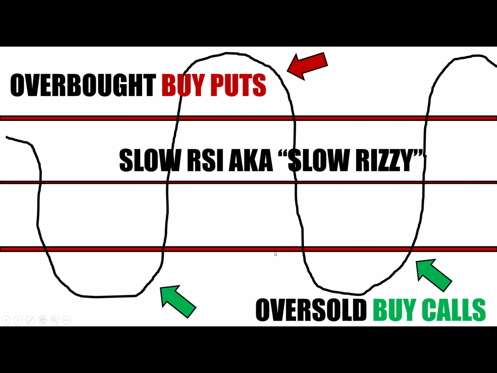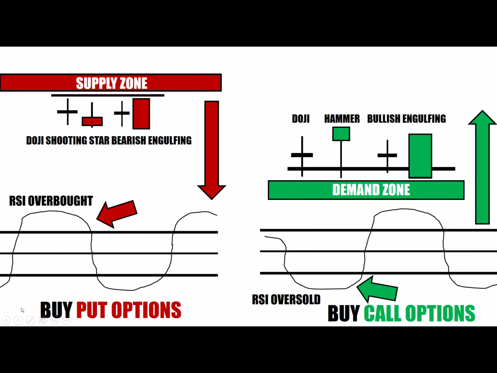So to keep it very simple, when the stock price falls and you see that the slow RSI is oversold, you're looking to buy call options. And vice versa, when you see that the slow RSI is overbought, you're looking to buy put options. So now let's put all of this together into one simple strategy.